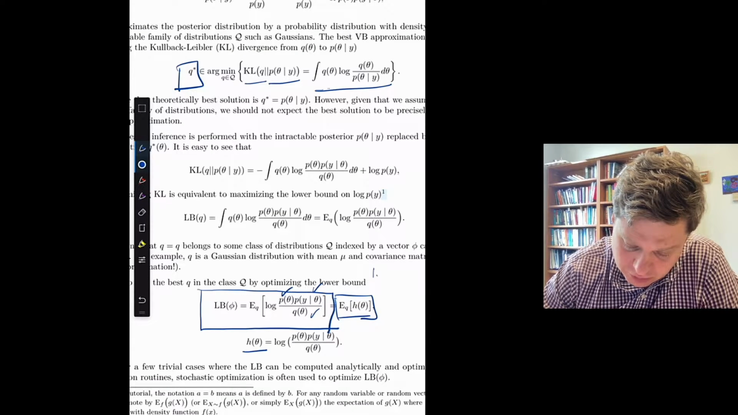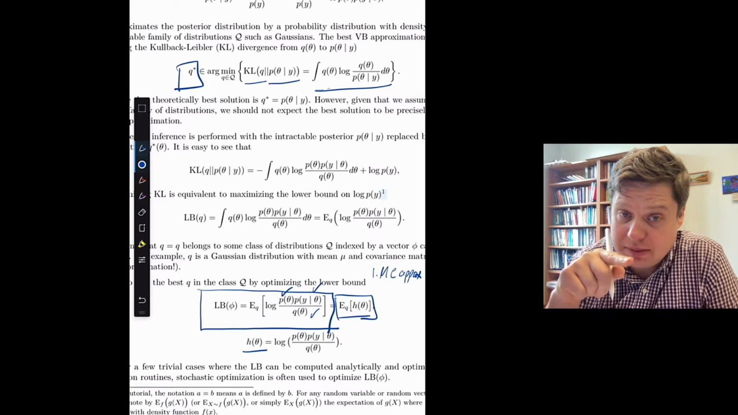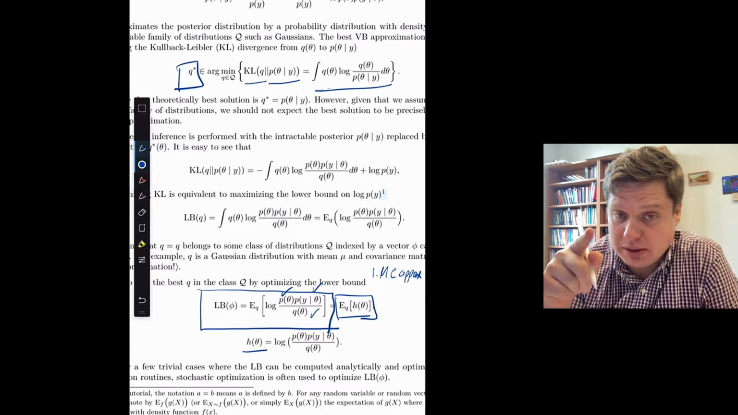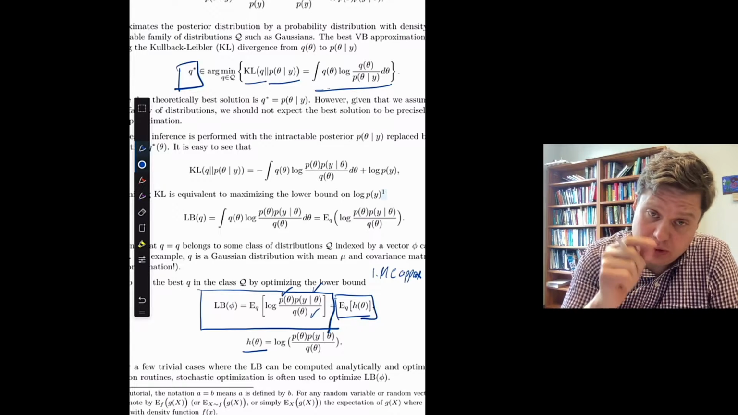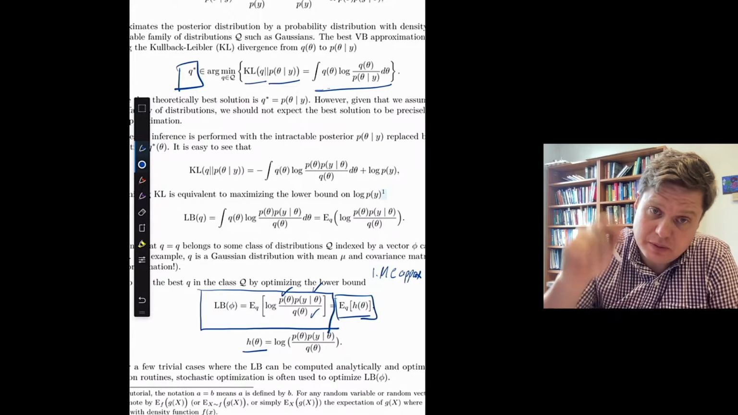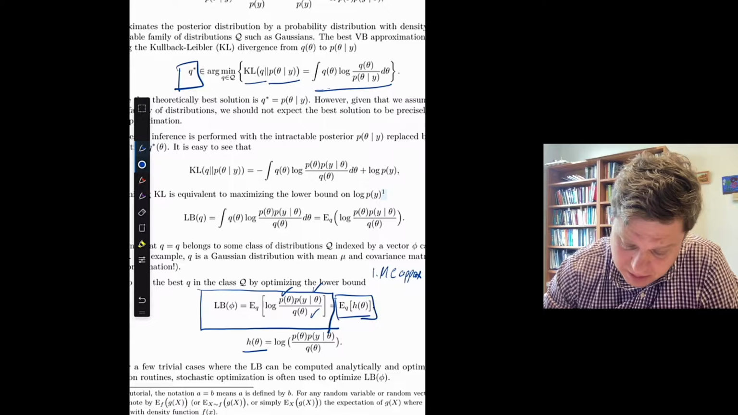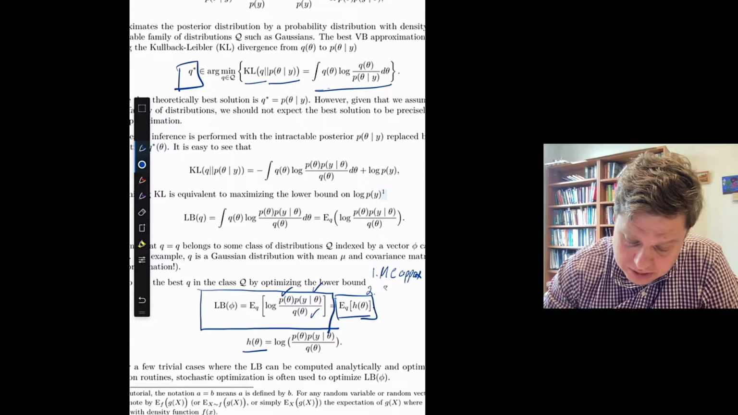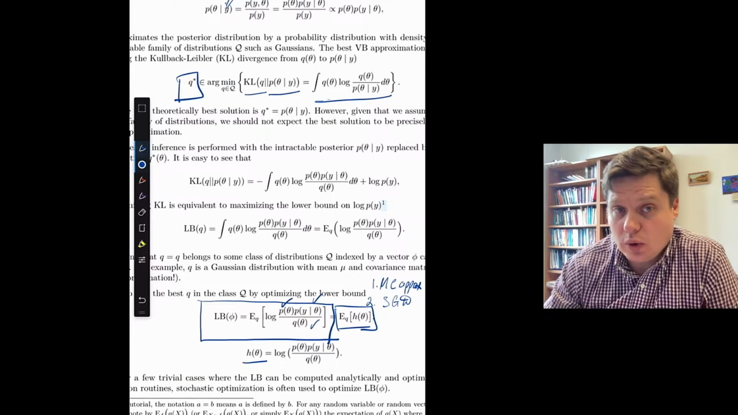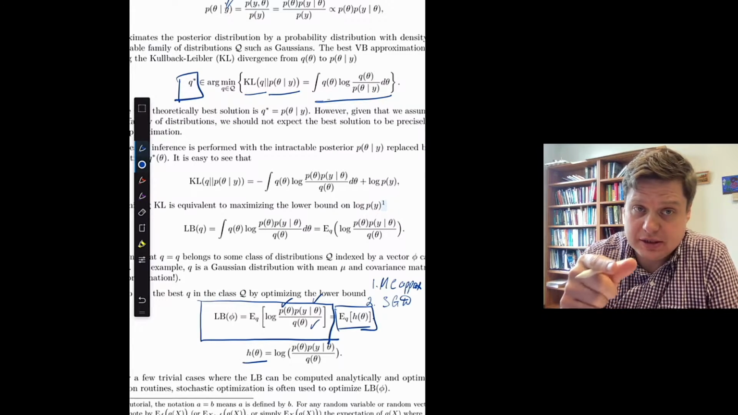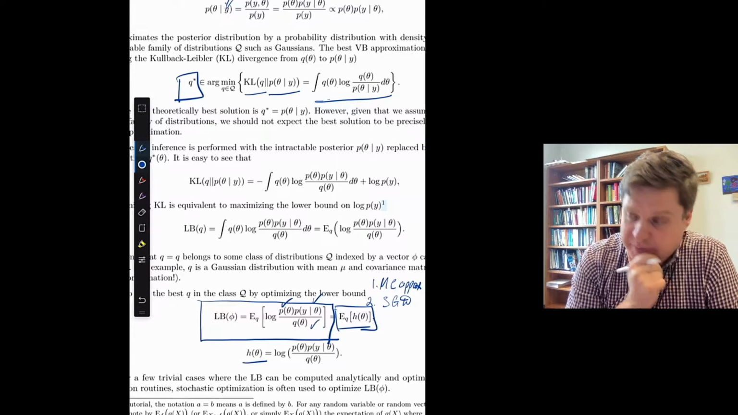So there are two things to solve this problem. First, we're going to approximate this expectation with a Monte Carlo approximation. So we're going to sample from this distribution Q, sample a whole bunch of parameters theta, and calculate the expectation using that. And second, we're going to use stochastic gradient descent to calculate the next iterate in this optimization loop.